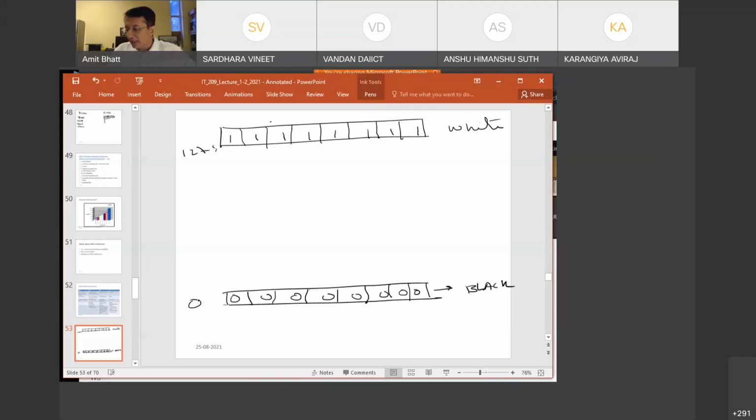Sorry, I think I have this. Let us keep this for carry. So this is a carry bit. And this is the value which it would read. So this is 127 and this is 0.